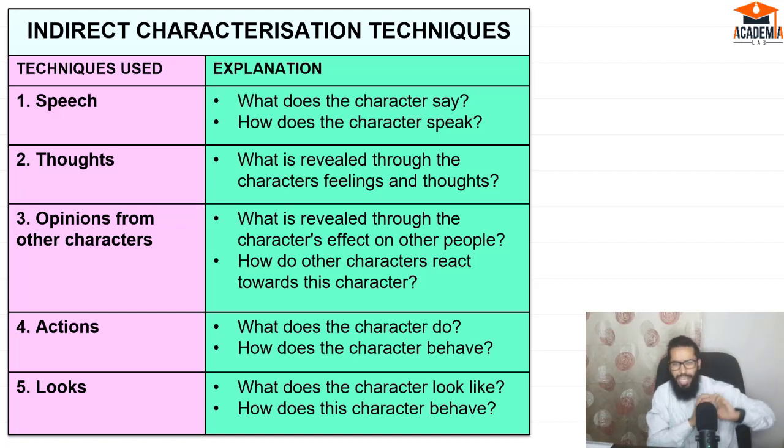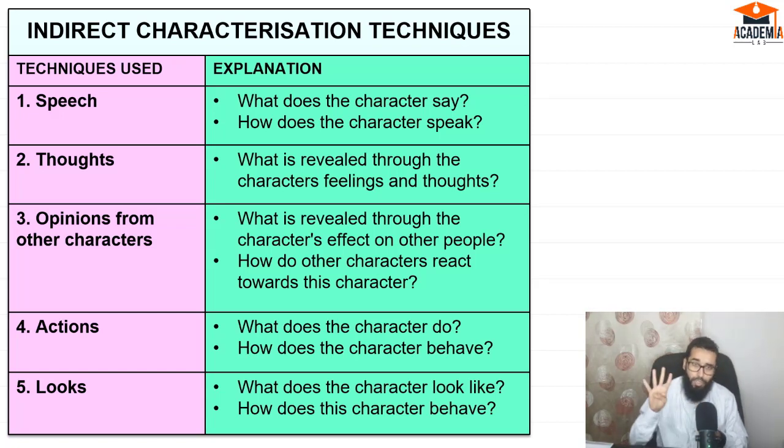How do they react to it? Do they hate him? Do they like him? Do they love him? Do they become friends with him? So through the effects that they have on other characters, we can tell indirectly what their characteristics are. Number 4, actions. What does the character do? How does the character behave, or how does the character do what he does in the story?